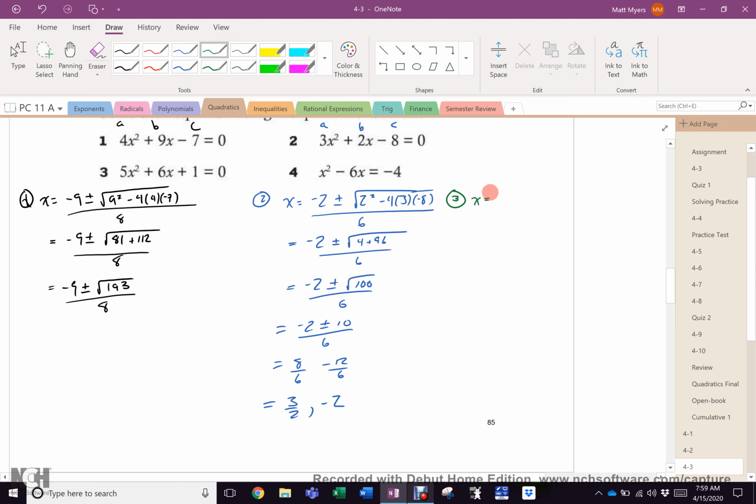X equals negative b, negative 6, plus or minus the root of 36 minus 4 times minus 20 over 10, which is negative 6 plus or minus root 16 over 10, which is negative 6 plus or minus 4 over 10, which is negative 6 minus 4 is negative 10 divided by 10 is negative 1. Negative 6 plus 4 is negative 2. Negative 2 over 10 is negative 1/5. So there's your 2 answers there.